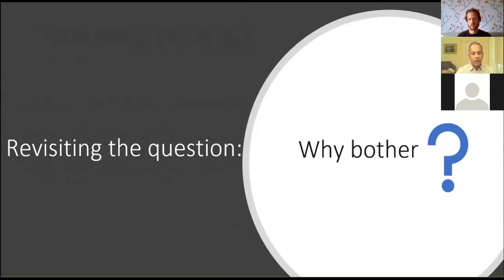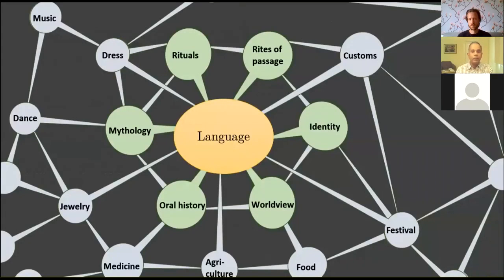So I would like to revisit the question now. Why bother? We asked this question right in the beginning. I hope the answer is becoming clear now. The whole meaning system and the worldview is an interrelated web for any culture, whether it's an indigenous culture or any other culture. There are mythologies, oral history, worldview, rituals, rites of passage, customs, dress, festival, food. These are all connected in one big interconnected whole.